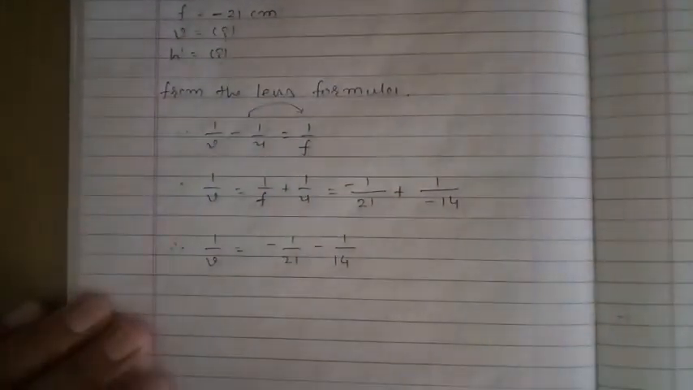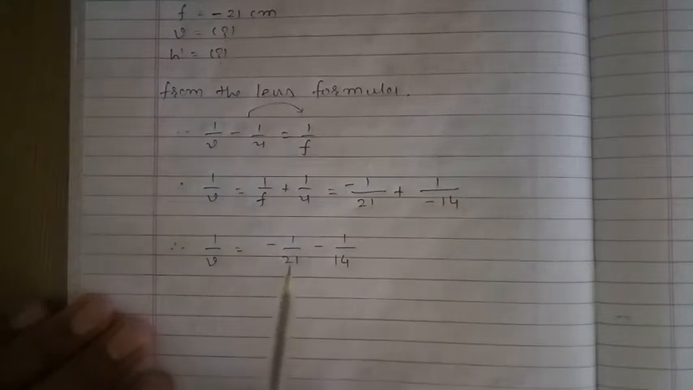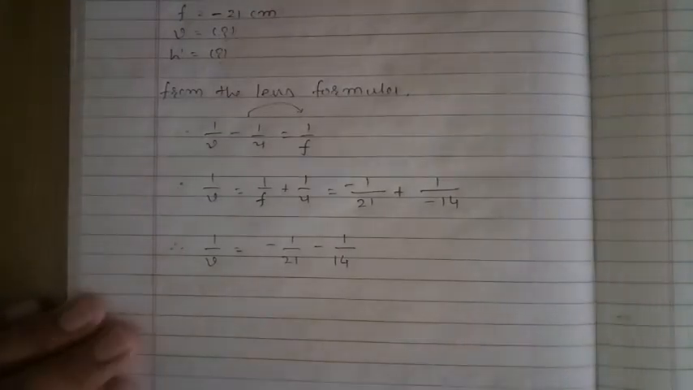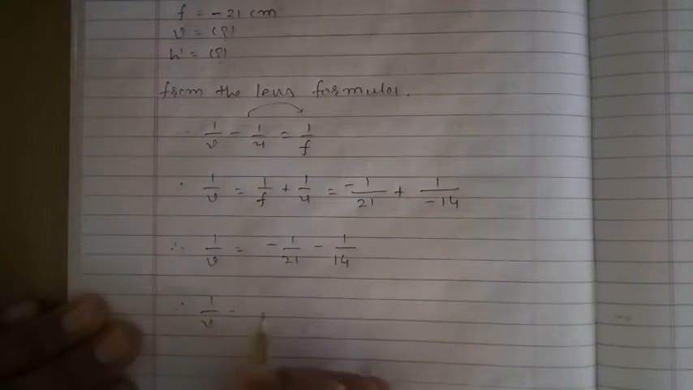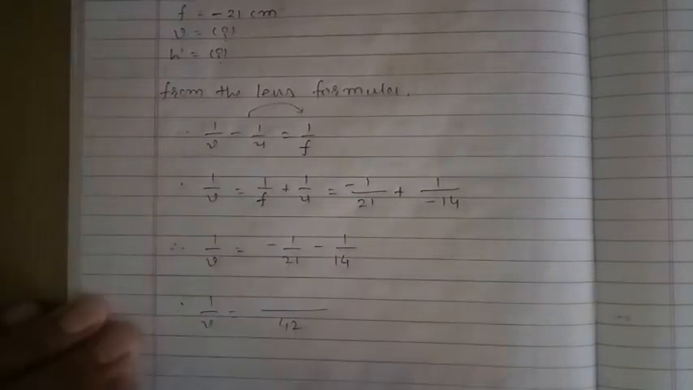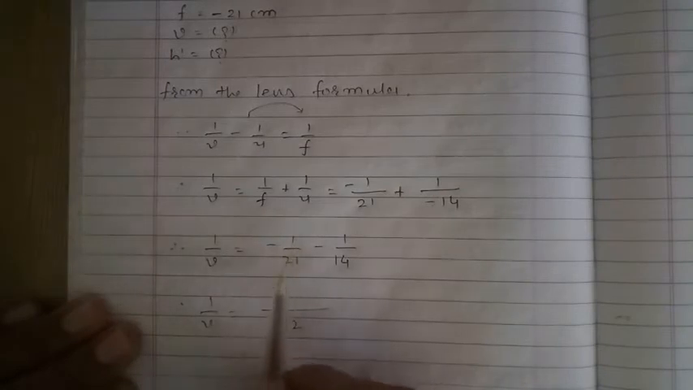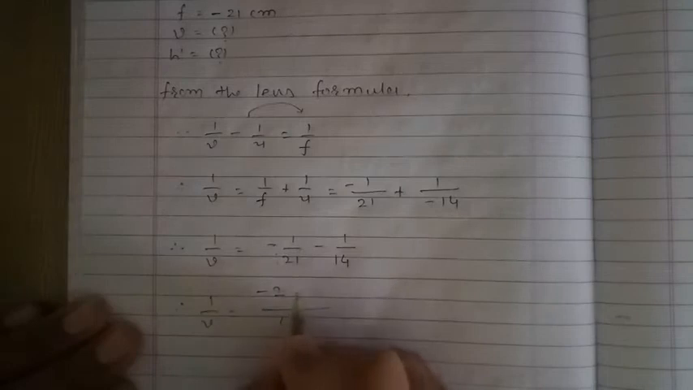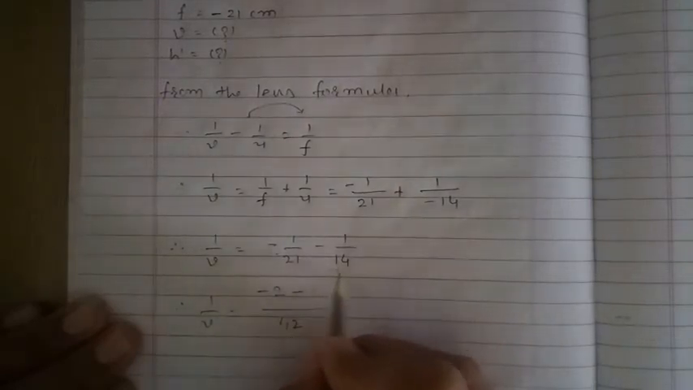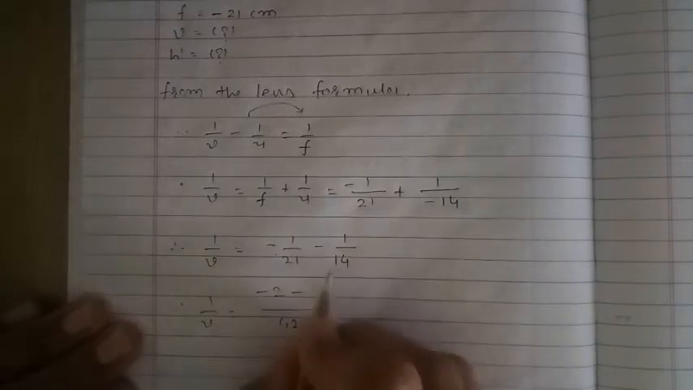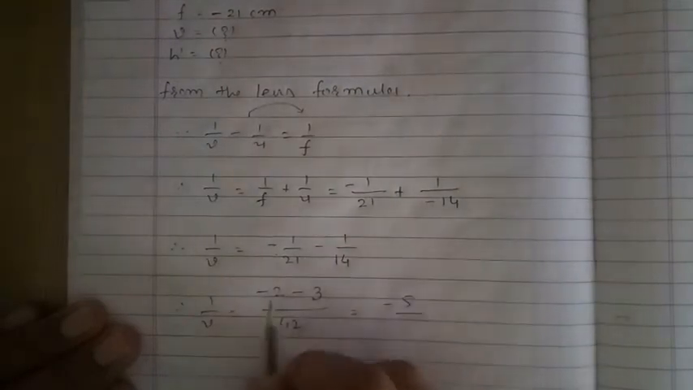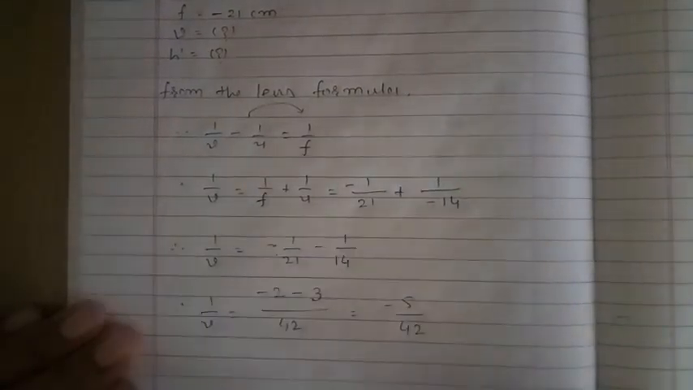Now we have to take the LCM of 21 and 14. We know the LCM of 21 and 14 is 42, right? So 1 by v is equal to, with LCM 42: 21 into 2 is 42, so we multiply by 2, but here it is minus, so minus 2. Minus 1 upon 14: 14 into 3 is 42, so we multiply by 3. So minus 2 minus 3 is minus 5 upon 42.